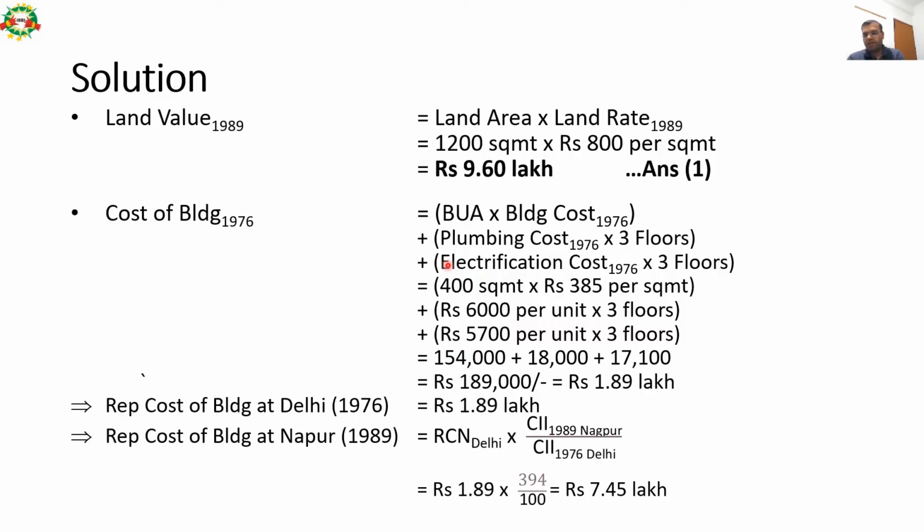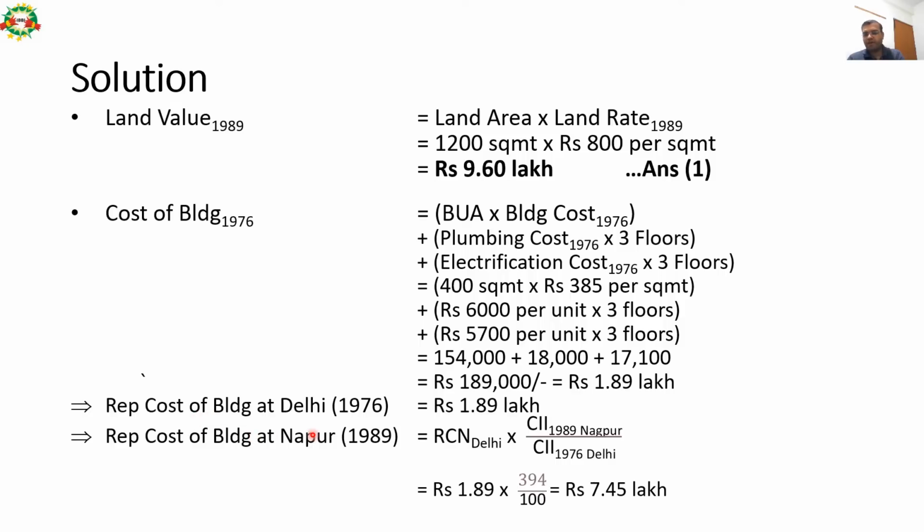Now since there are 3 floors, per unit we have to pay 6,000 rupees of plumbing cost for 1 unit. So that means 6,000 multiplied by 3. So 18,000 is the cost of plumbing for all 3 floors. Likewise, electrification cost is 5,700 rupees per unit or per floor. So since there are 3 floors, put together 17,100 will be the electrification cost for the building. So total cost of the building in 1976 arrives to be 1.54 lakh plus 18,000 plus 17,100. That gives us the value of 1.89 lakhs.